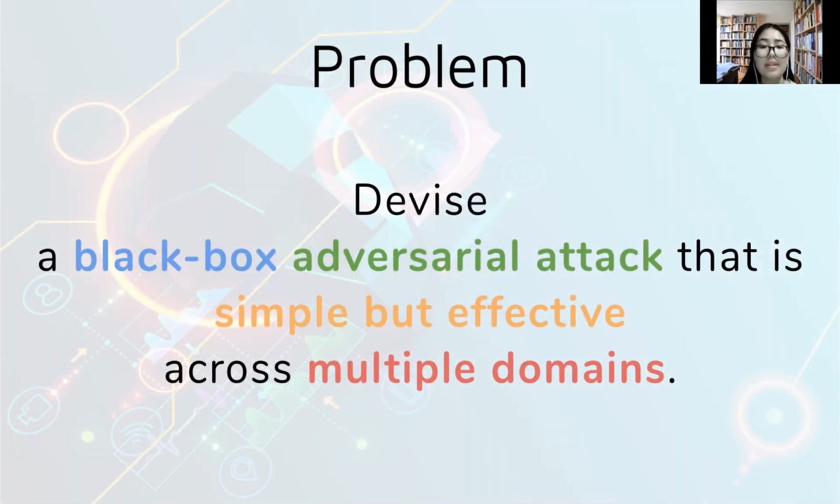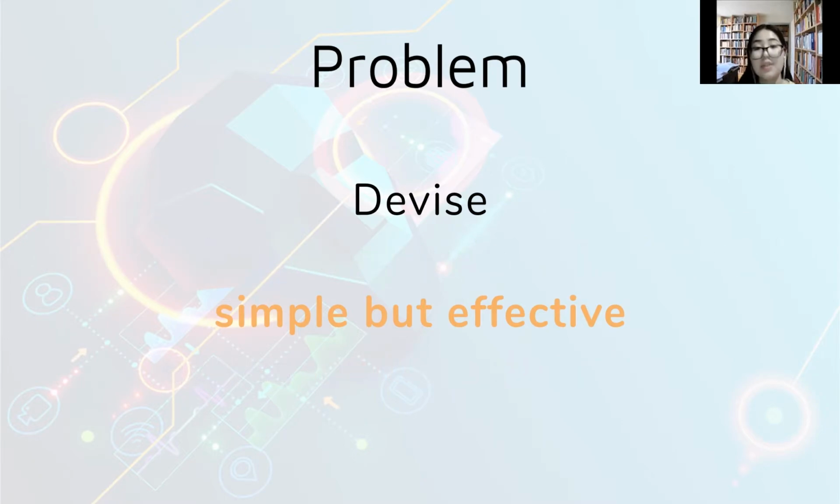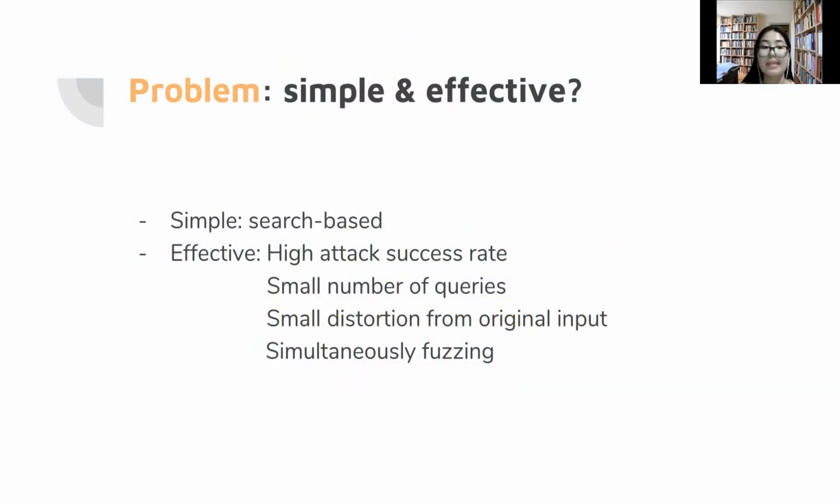If we go back to the problem statement, it was devising a simple and effective adversarial attack, but what do we mean by simple and effective? Basically, by simple, we mean search-based, while by effective, we mean high attack success rate, small number of queries, small distortion from the original input, and simultaneously fuzzing.